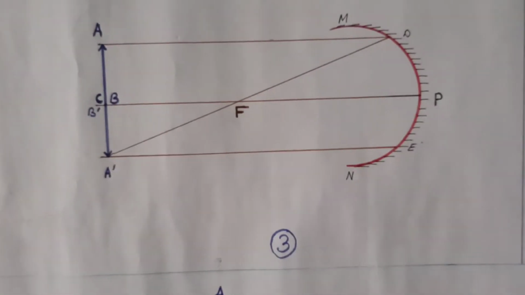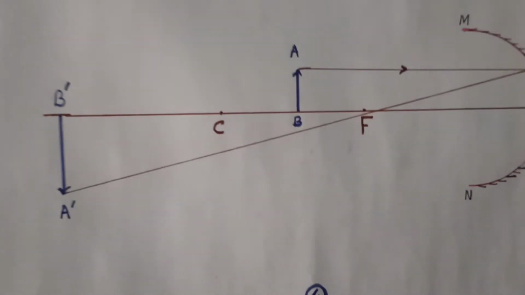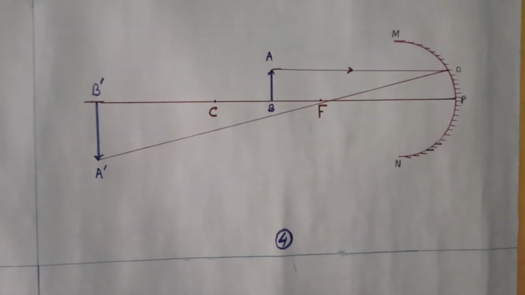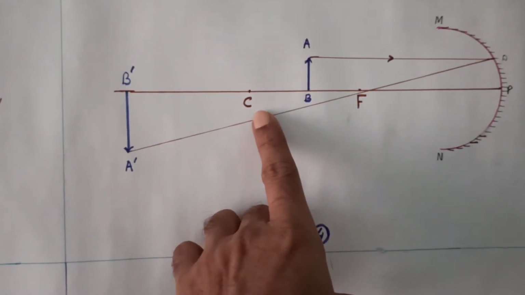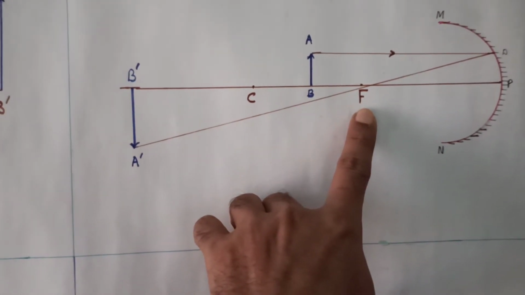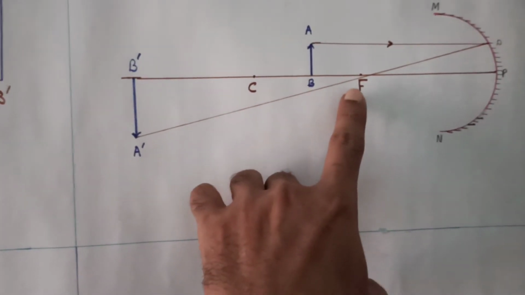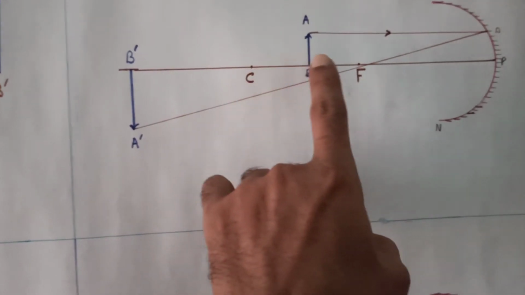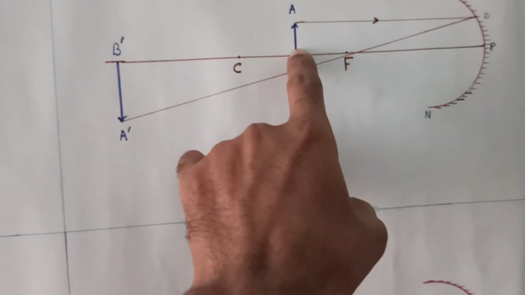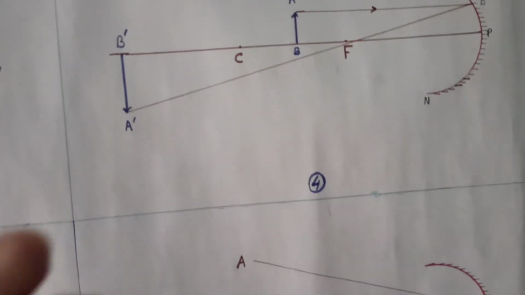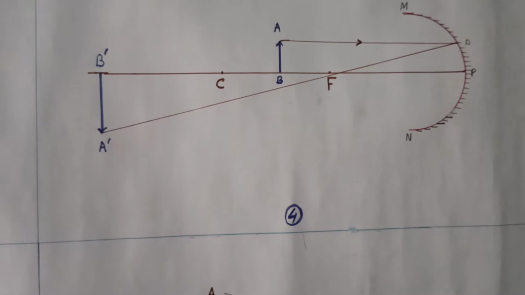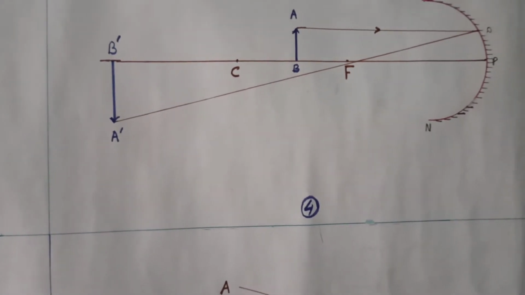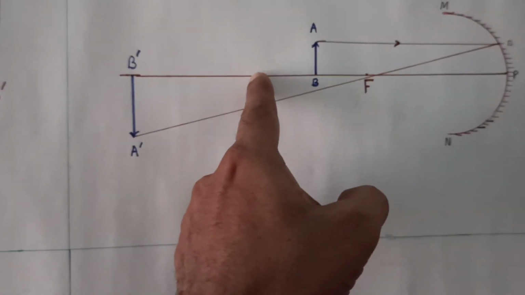Now we'll proceed to the fourth diagram, where we will see that the object is here. In this diagram you can see the object is placed between C and F, that means center of curvature and the focus. So what happened when the object is placed between the center of curvature and the focus, that is AB is the object this time, then what happened? What is the position of the image? Then we can see the position of the image is beyond C. That means beyond the center of curvature.